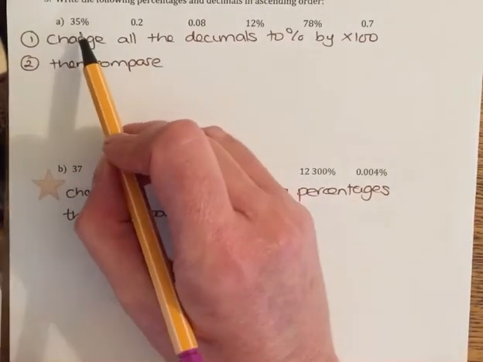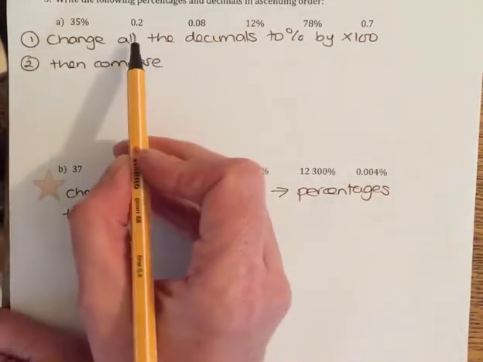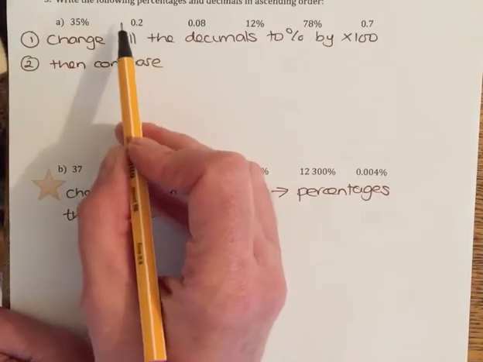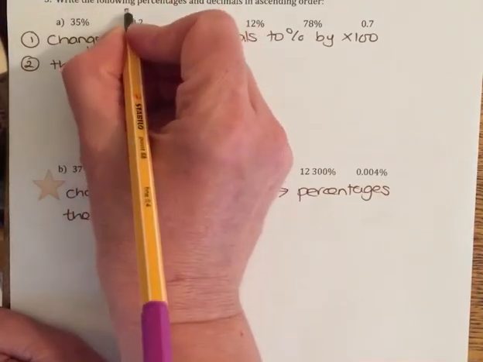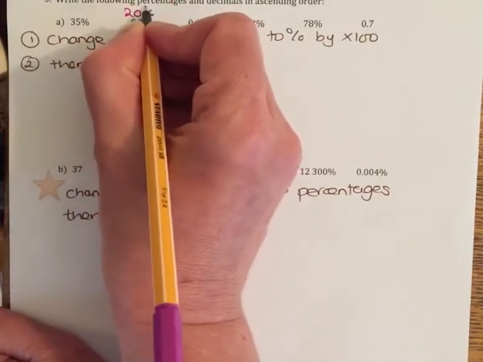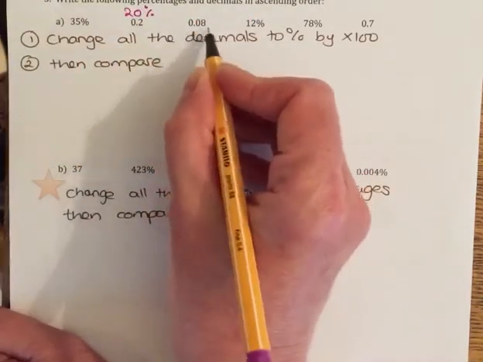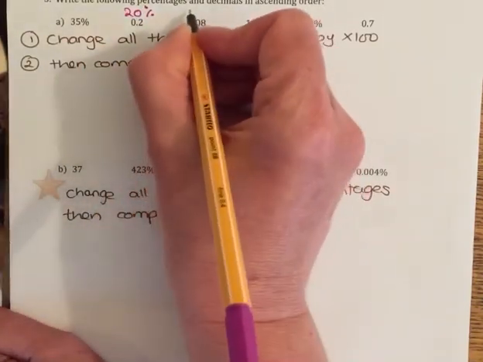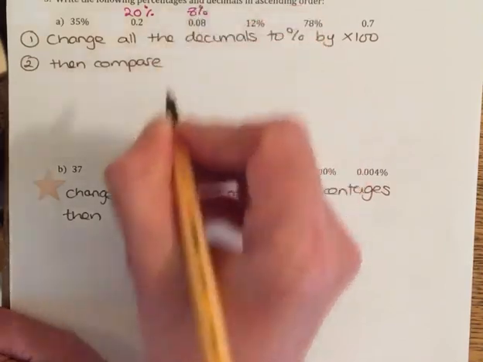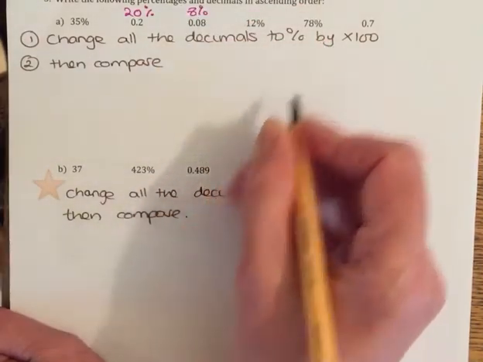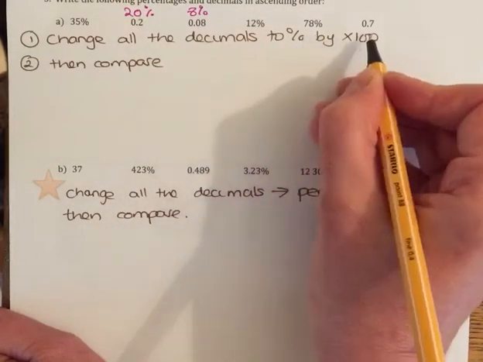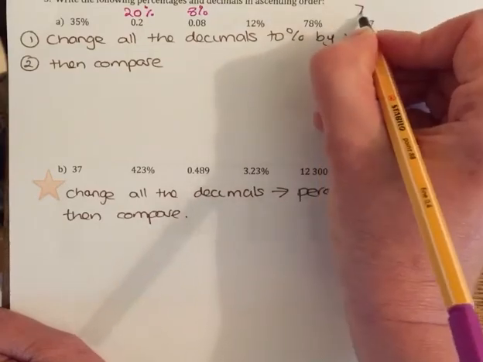Well, the first one's a percentage, so I don't need to do anything with it. If I take the 0.2 multiplied by 100, I'm going to get 20%. If I take 0.08 multiplied by 100, I'm going to get 8%. 12% I can leave, 78% I can leave. 0.7 times 100 gives me 70%.